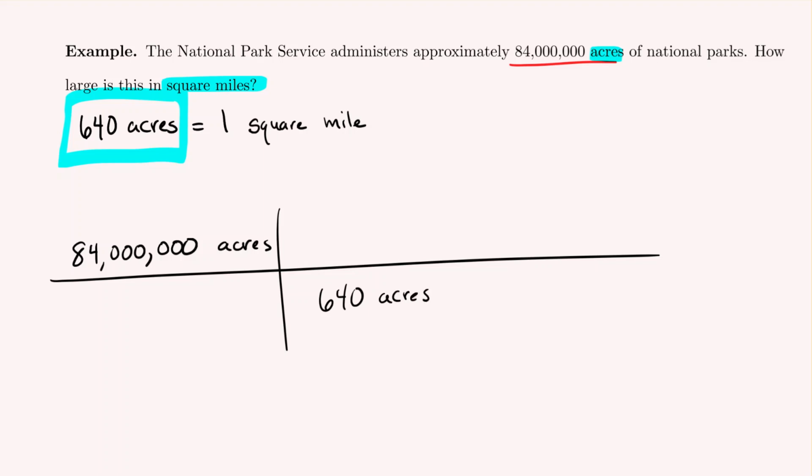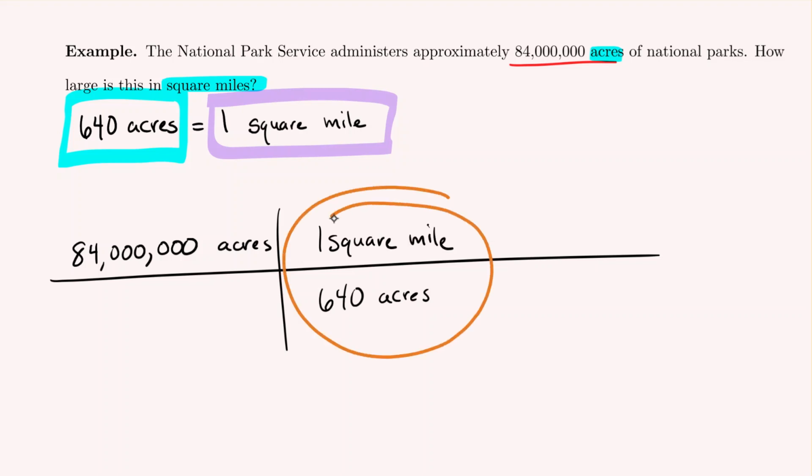I want to make sure that I'm not actually changing the value. So we know in order to not change the value, you have to multiply by 1, right? So in order for it to be equal to 1, I need to put what that is equivalent to at the top. 640 acres is equivalent to 1 square mile. And as these are equal, something divided by itself is 1. Multiplying by 1 doesn't change the value.